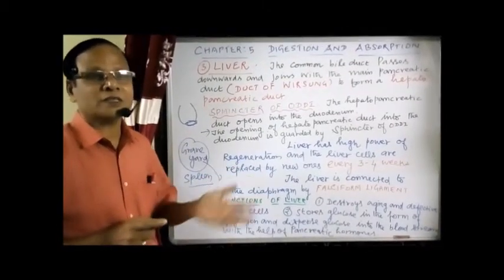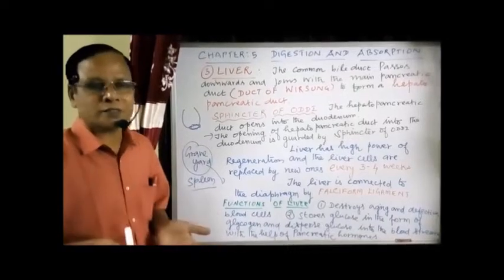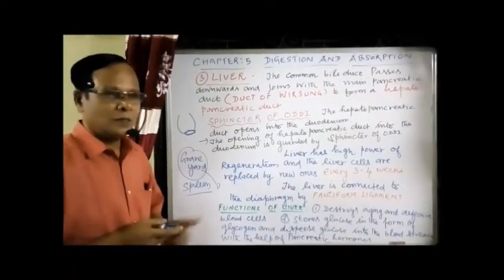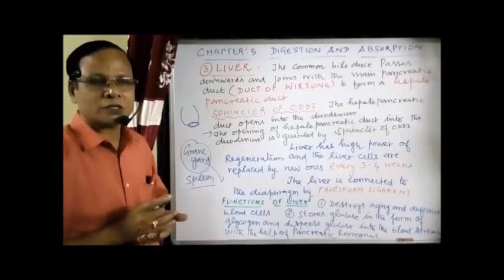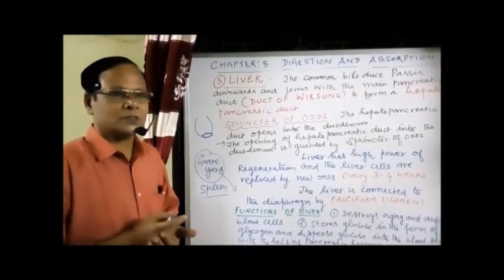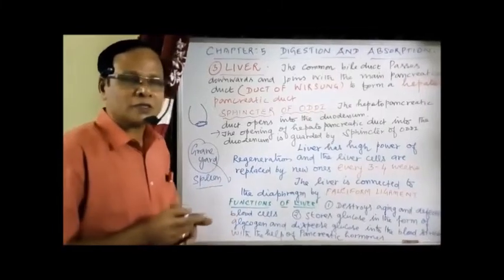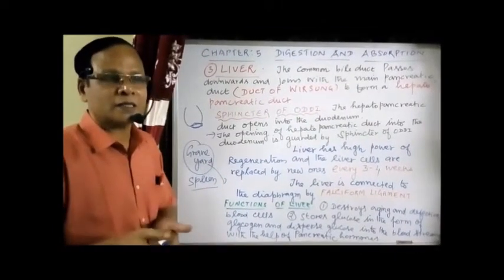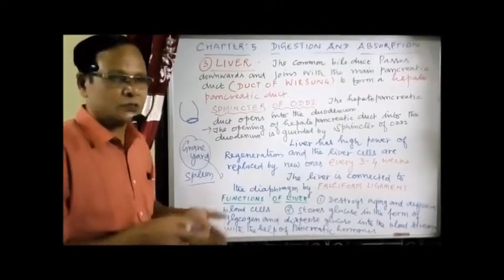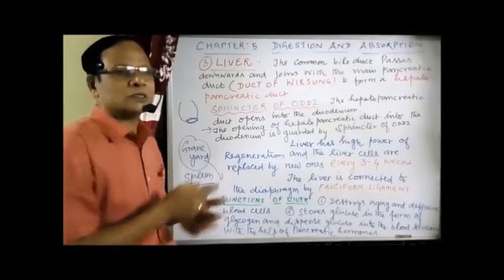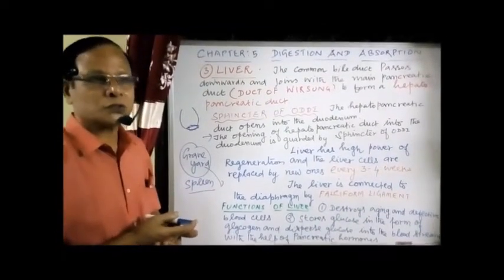It is called the factory of the body. Almost all reactions take place in the liver. The main function is also detoxification of toxic substances. Then it is also a place of storage of fat soluble vitamins and iron in the form of ferritin. Iron is stored, and fat soluble vitamins A, D, E, K are also stored.